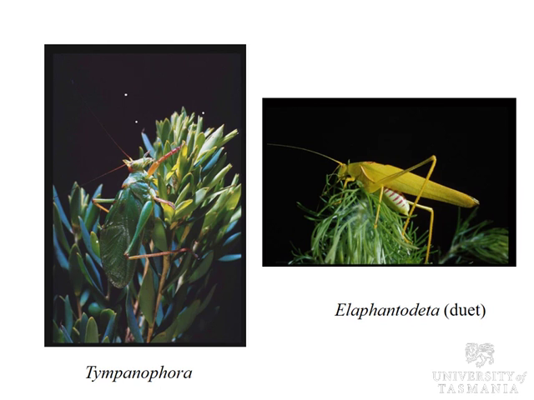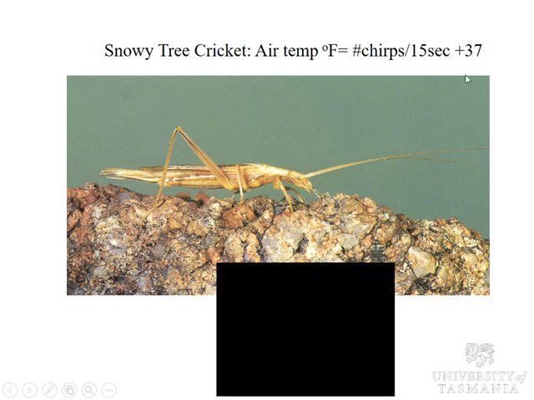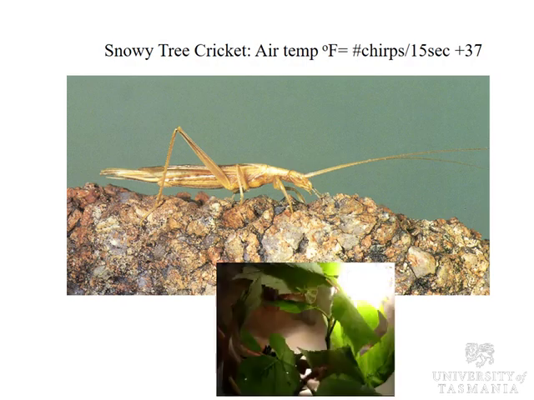A few little quirky things I wanted to mention in relation to it. One is the snowy tree cricket, which is probably the most ubiquitous cricket in the United States. Sounds something like this. If you want to understand what the air temperature is, you count the number of chirps in 15 seconds and add 37, and that will give you the degrees Fahrenheit temperature, because they're dictated by temperature as to how quickly they can move these wings and other things.